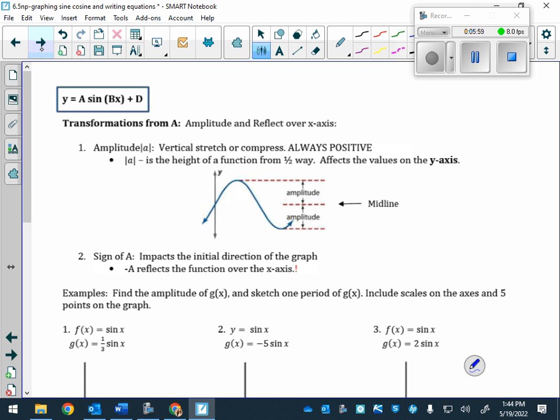This reiterates what the amplitude is if there's a transformation. So amplitude, vertical stretch or compress, it's always positive. It's the distance from the midline to the top and midline to the bottom. If it's negative, it just means reflection. So if you think of our y values, they're 1, -1, 0. If it's a reflection, those positives become negative and those negatives become positive.